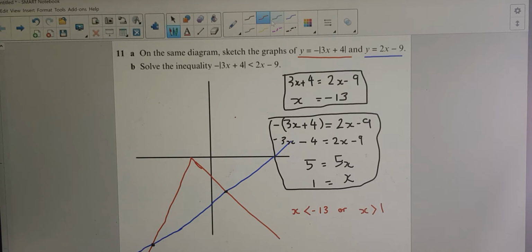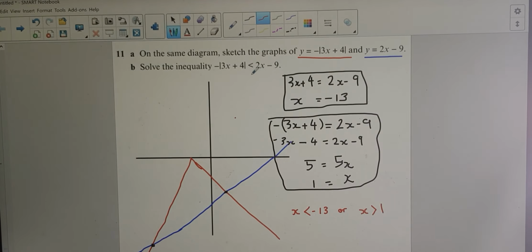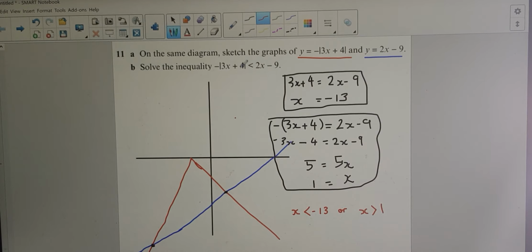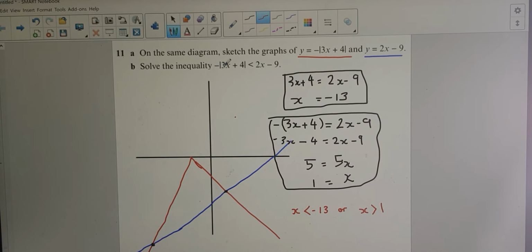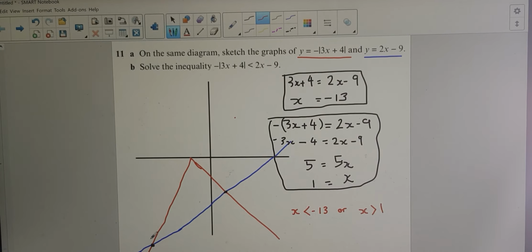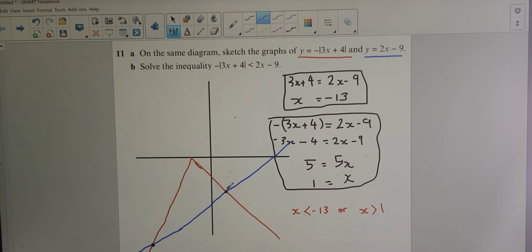Now, that's the final answer to that question. I just want us to discuss what would happen if this inequality sign was the other way round. It would be saying, solve the inequality where negative the modulus of 3x add 4 is greater than 2x minus 9. Well, for that situation, I'd be looking at the bit where it is above the blue line. Therefore, my inequality would be trapped between x is negative 13 and x is 1.